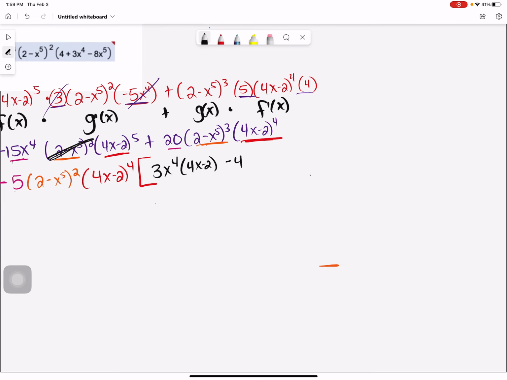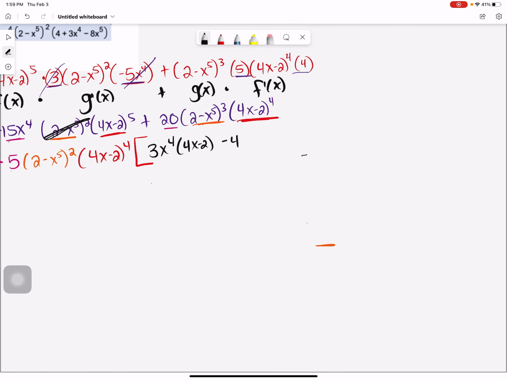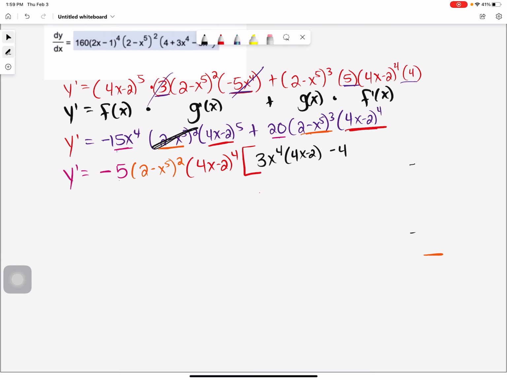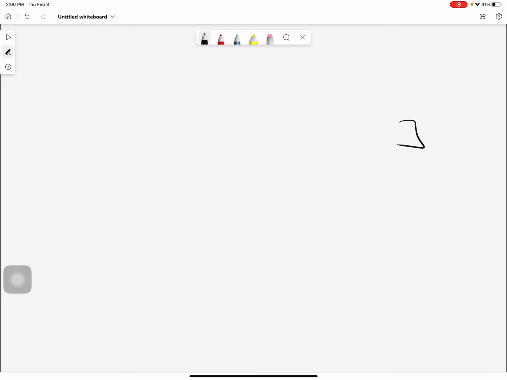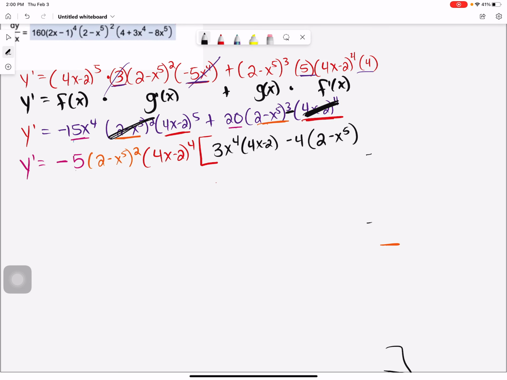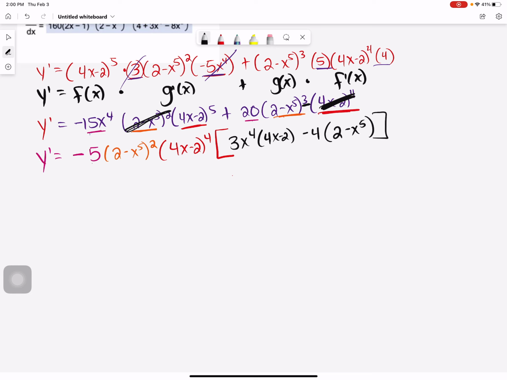I'm going to bring out, I'm sorry, my screen keeps jumping. I apologize. I'm going to bring out 2 of those 2x minus 5s to the 5th power. So that's going to leave me with 1 of those left. And then I'm going to bring out all 4 of those 4x minus 2s. Good grief, I apologize. I don't know what's going on with my pen today. It's tired. I've overworked it these last few days, I guess.